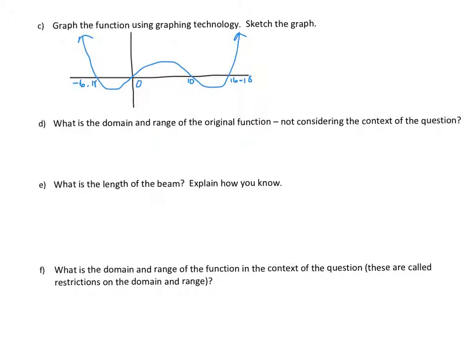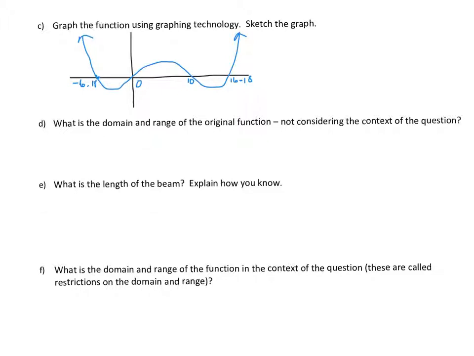Okay, so I have my graph sketched here, very shakily sketched, but it is sketched. I've located where the zeros are, and I've only listed the x coordinates for them. So this was at negative 6.18, 0, 10, and then 16.18 is what I got for those values. Now, what is the domain and range of the original function, not considering context of the question?